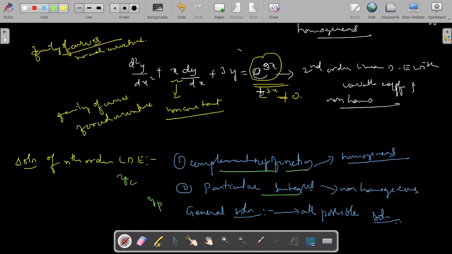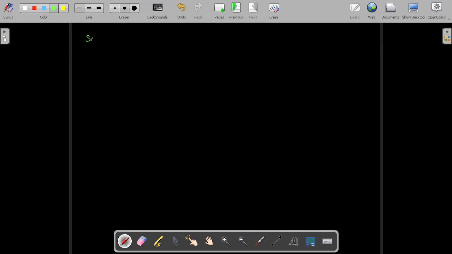This new factor introduces some disturbances in the earlier solution, due to which there will be forced curvature in the family of curves. Hence the solution changes. This could be one possible solution. Along with that, there is another possible solution. Then all possible solutions together, that is y equal to yc plus yp, is called the general solution of the nth order linear differential equation. Now let us see how to find the solution of nth order linear differential equations with constant coefficients.